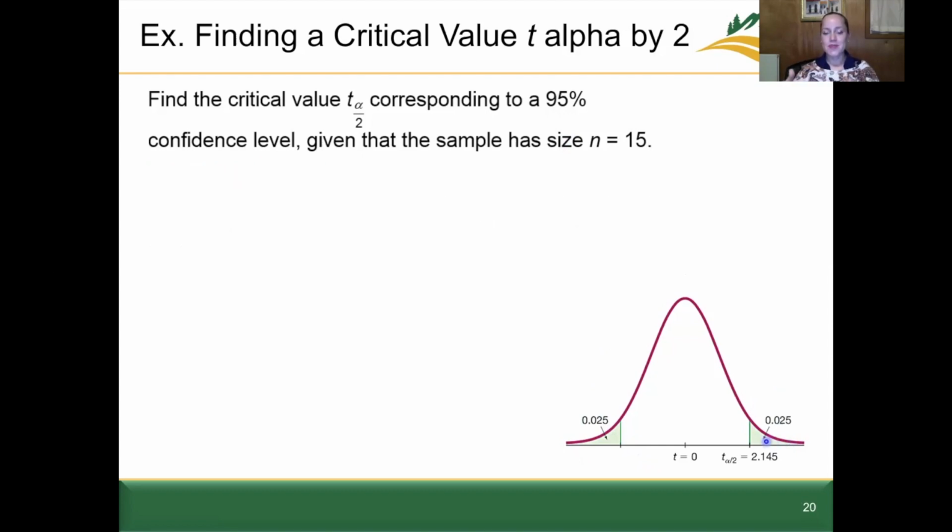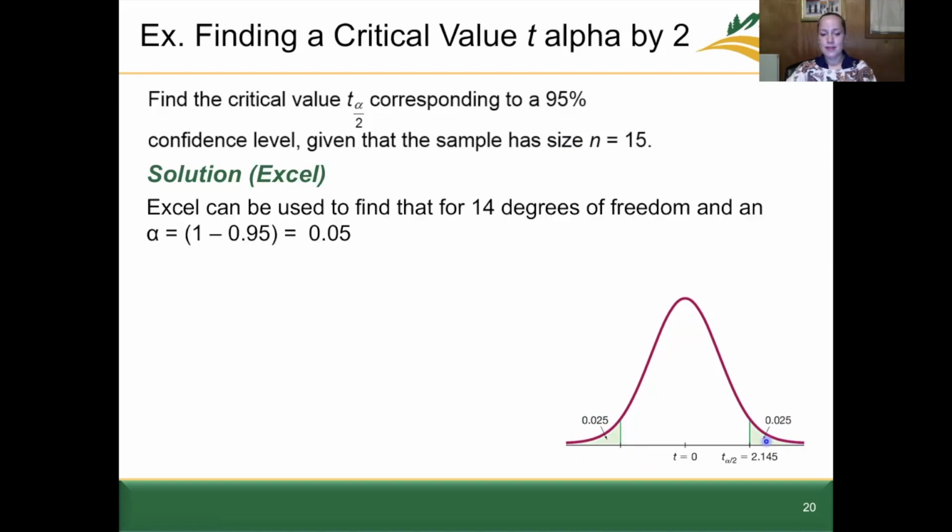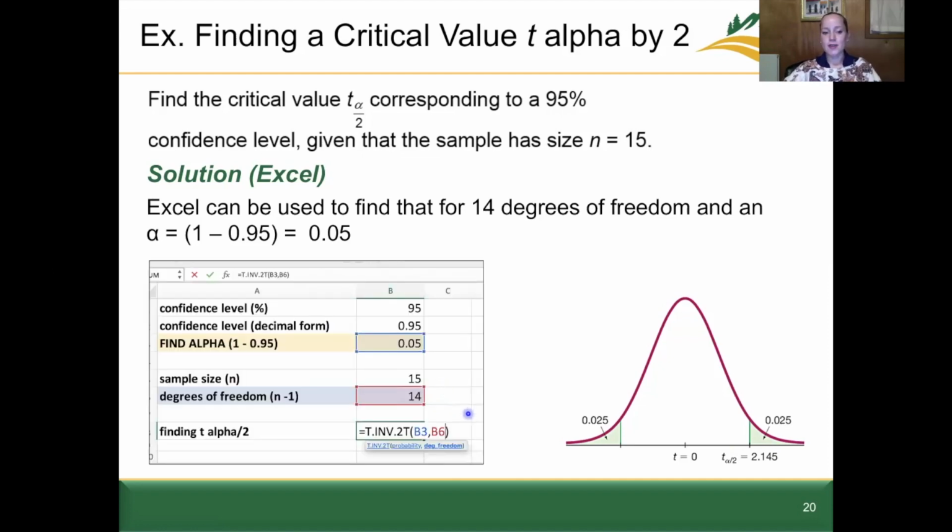Now, again, I mentioned we can use Excel or Table A3 now. So let's first go through doing this with Excel. Now, we already solved for the degrees of freedom. We also already solved for our alpha value. Let me show you how I set this up in Excel as well. So if I have my confidence level in a percentage of 95%, I can find the confidence level in a decimal form by taking 95 divided by 100. We get 0.95 for that. Then we take 1 minus 0.95 to get my alpha value.